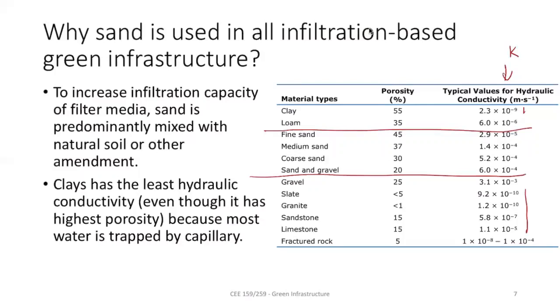So again, you have a choice here, and what you use depends on the final performance criteria. If you use too coarse sand, you achieve high infiltration capacity, but you also reduce the contaminant removal capacity, because if water moves so fast, it doesn't have enough time for contaminants to get removed.